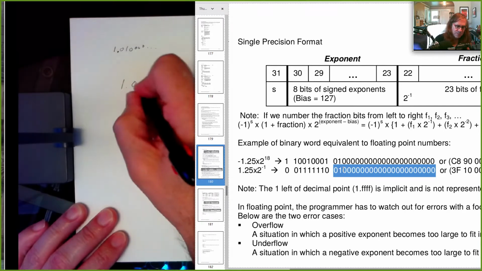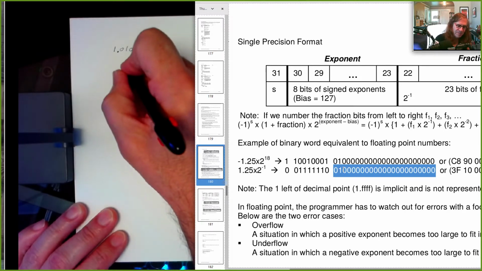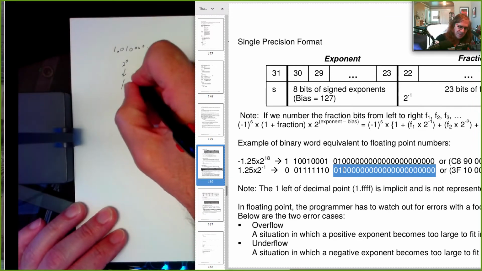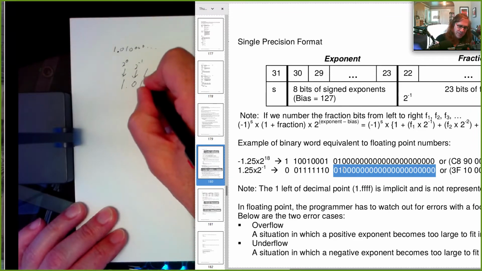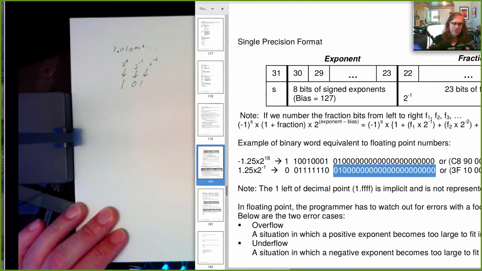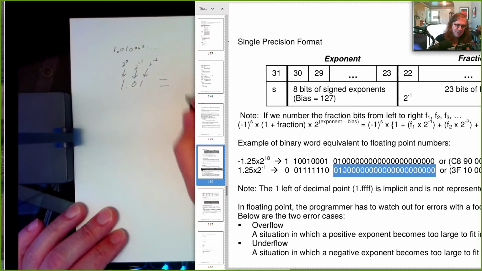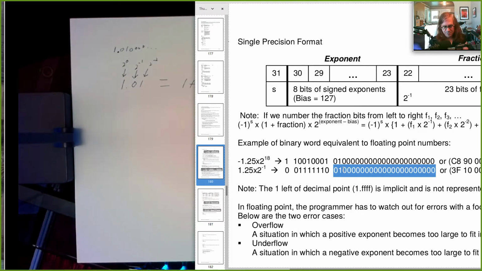All right, so what is 1.01? Well, this is the units place, 2 to the 0. This is the 1/2 place, 2 to the minus 1. This is the 1/4 place, 2 to the minus 2. So this in binary is equal to 1 plus 2 to the minus 2, which is a quarter. This is 1.25. And so your whole number is 1.25 times 2 to the minus 1. So it's 1.25 divided by 2, 0.625.